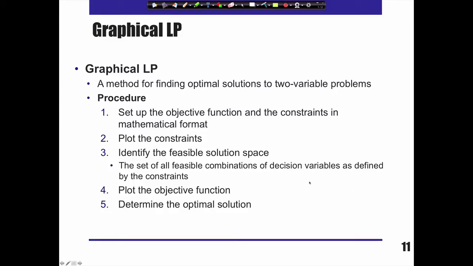Graphical LP is one solution method to find the optimal solution when the problem is two-dimensional. This is a two variable problem. Conceptually this will work everywhere, but because we cannot draw 3D or 4D, we can use it only for two-dimensional, two variable problems.